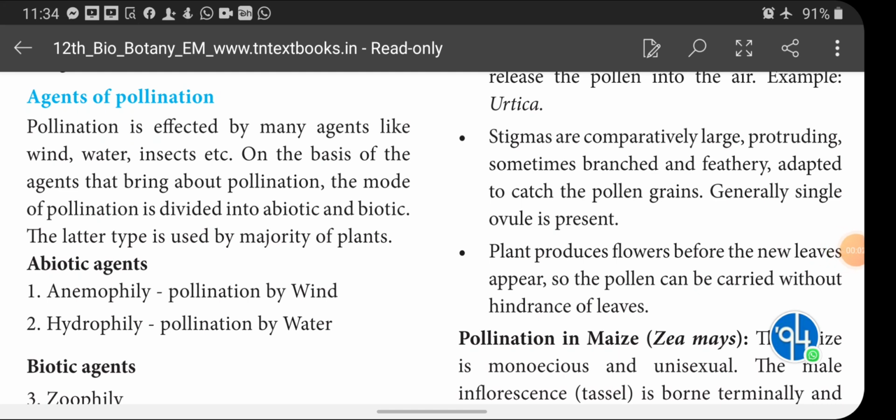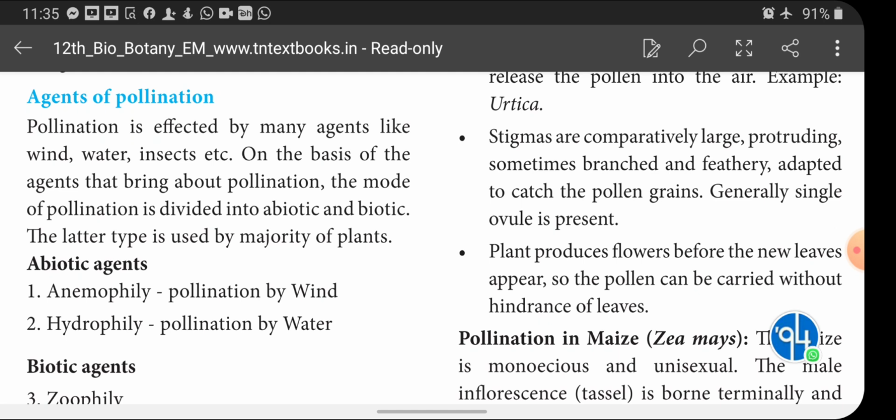Good morning, children. Today I am going to discuss agents of pollination. I have already discussed what pollination is and what the types of pollination are. Now I am going to discuss agents of pollination. Pollination is affected by many agents like wind, water, insects, etc.